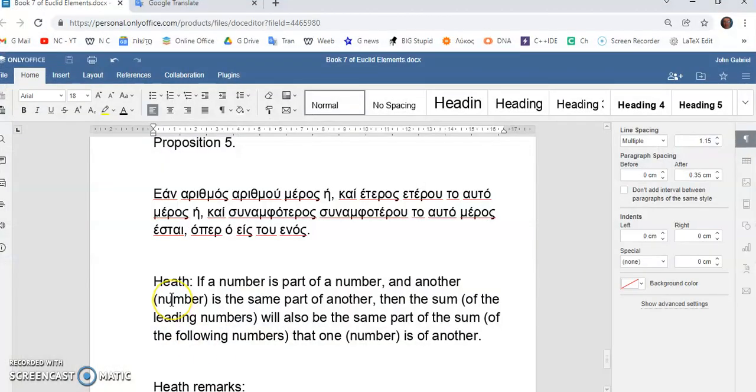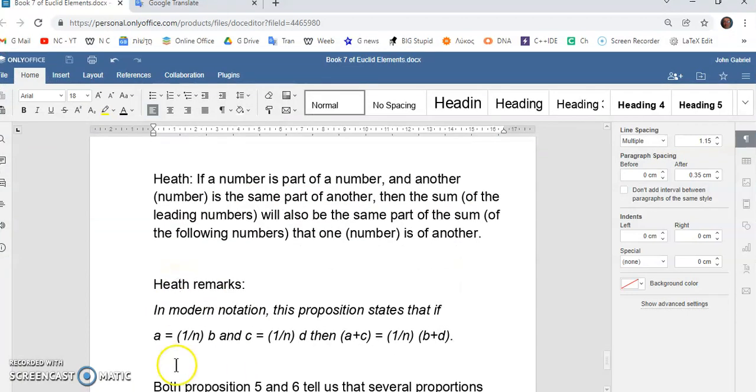Now, proposition 5 says that if you have two numbers, a and c, which are equal to a certain part of two other numbers, b and d, then if you add them, the sum will be the same part of the original numbers that were added. So basically what he states here is correct, okay?